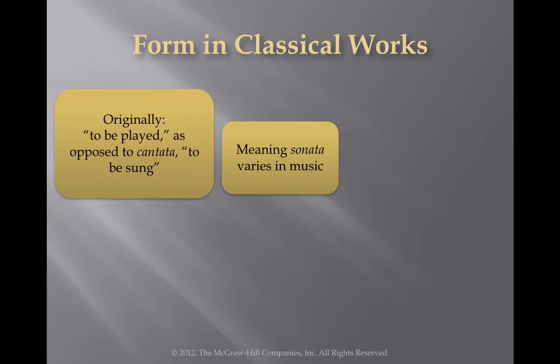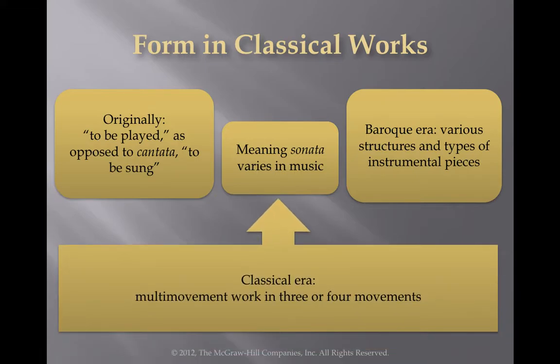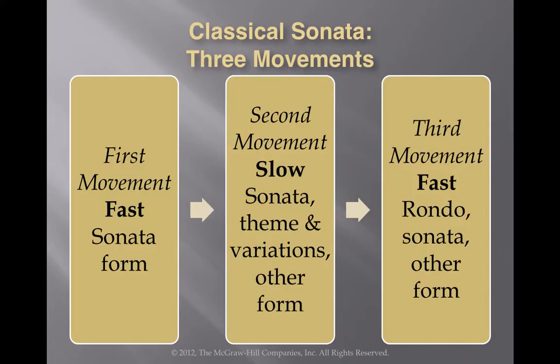In the classical period, we'll be talking a lot about form, particularly sonata form. Now, we had the term sonata earlier in the Baroque period, and it basically meant any multi-movement work. In the classical era, the sonata has more of a strict definition, and it's a multi-movement work in 3 or 4 movements. So we will talk about movement structure in sonatas for the next couple of slides.